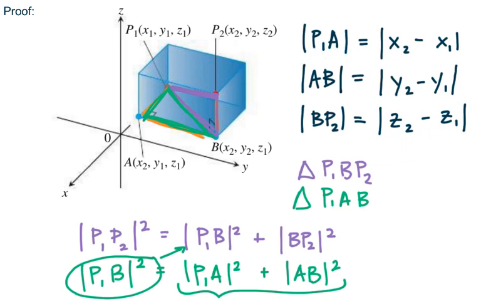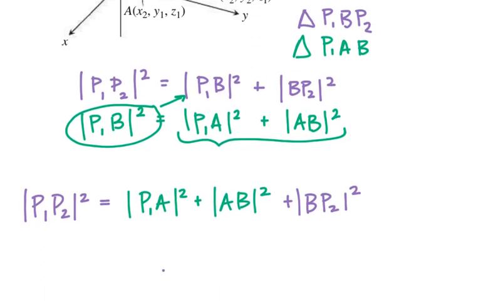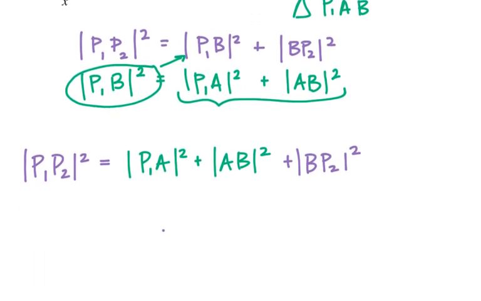Now, you'll note up here, I identified those three lengths. P sub 1A is the difference of my x's, AB is the difference of my y's, and BP sub 2 is the difference of my z's. So I have P sub 1, P sub 2 squared, the difference between my 2 points. P sub 1A quantity squared is the same as the difference of my x's.